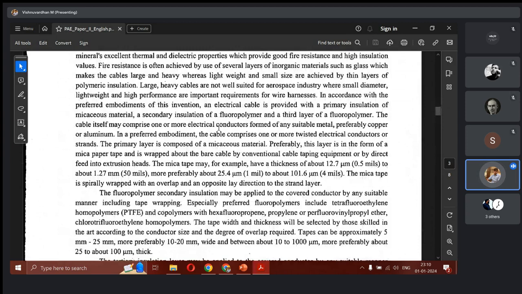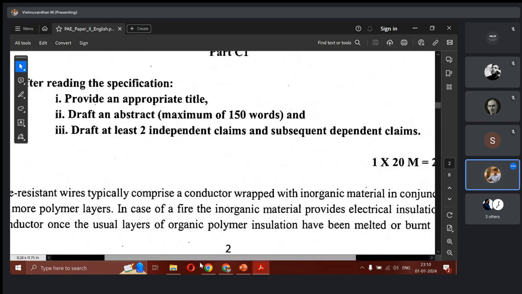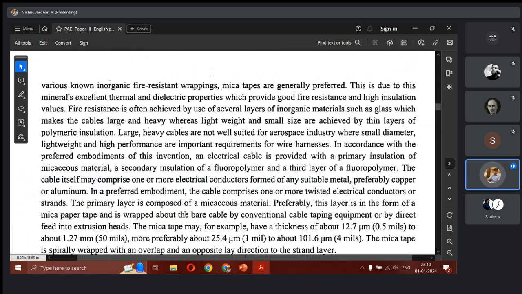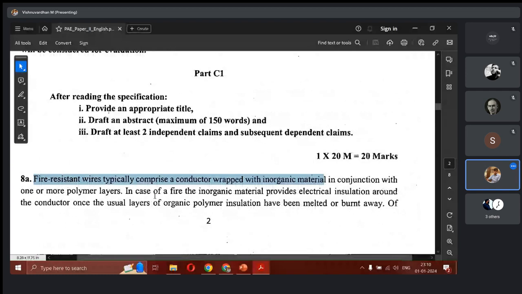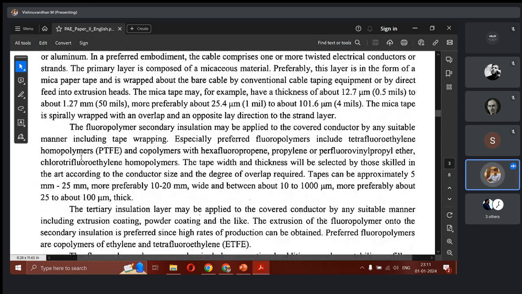So part C1, they've given you 2 options, right? They give you a chemical invention and they give you a mechanical invention. So the chemical invention here is, they're talking about a fire resistant wire. Wait, I'll zoom in a bit more. Okay, just a second. Yeah, perfect. So fire resistant wires typically comprise a conductor wrapped with inorganic material. So you already know they're talking about the composition of a wire. Okay, they're talking about a fire resistant wire, and they're talking about polymer layers. Polymers are plastics, right? So you already know it's a chemical kind of invention. It's getting complicated. Then you come down and then you see something homopolymers, tetrafluoroethylene, perfluoro vinyl propyl.